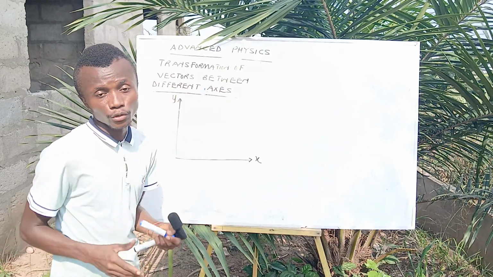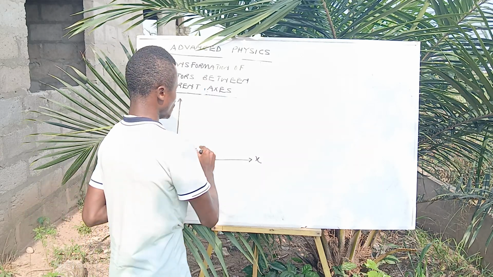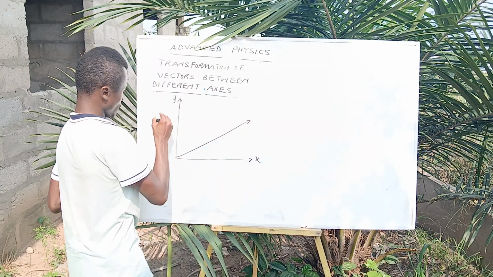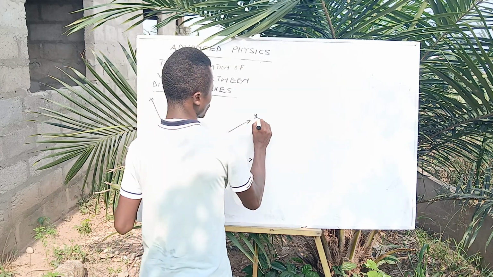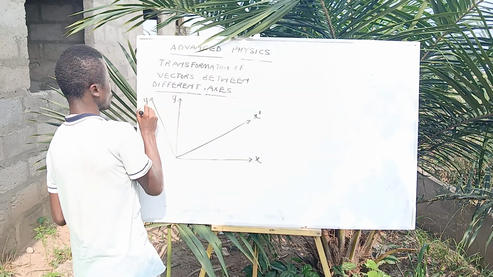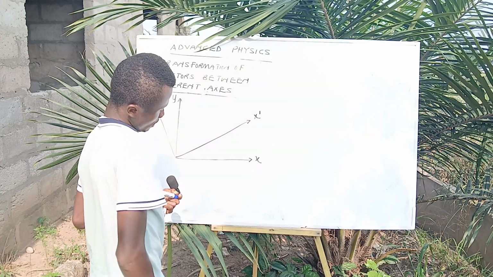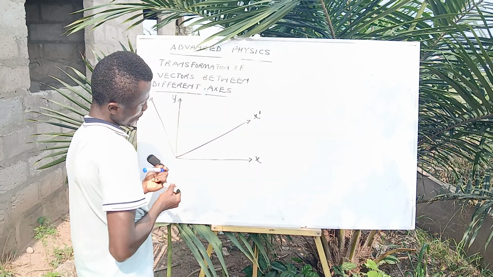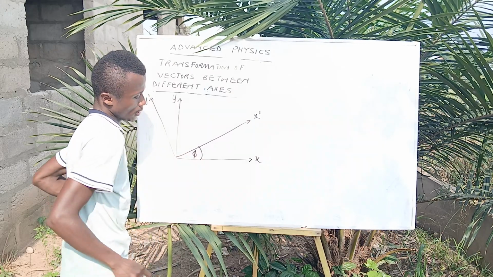But someone else may choose a different set of axes, which could be like so. X prime and then y prime. And then their axis may make an angle with our chosen axis. An angle, say phi.